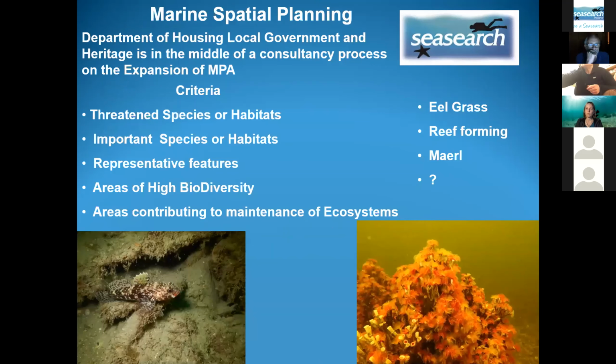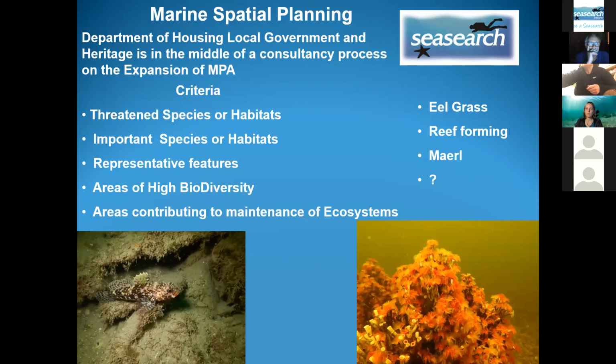What I was saying earlier is that in the UK, they have been managing their marine environment for a number of years. Over here, we haven't had MPAs. There hasn't been legislation that properly protects areas. And at the moment, the Department of Housing, Local Government and Heritage is in the middle of a consultation process on the expansion of MPAs.